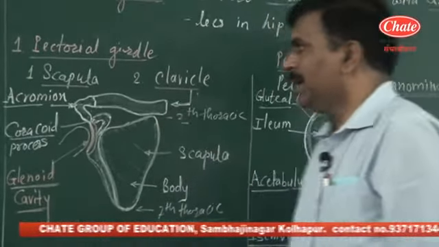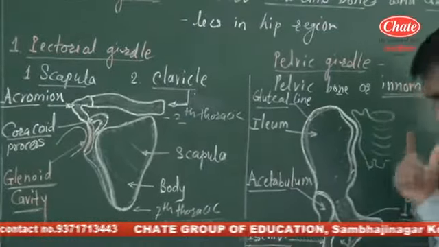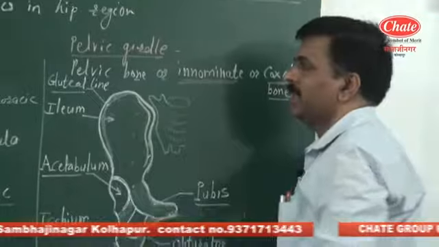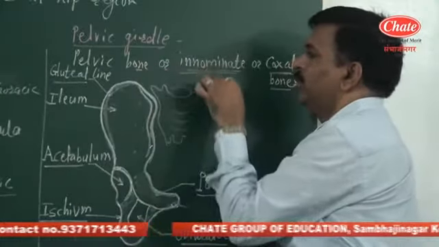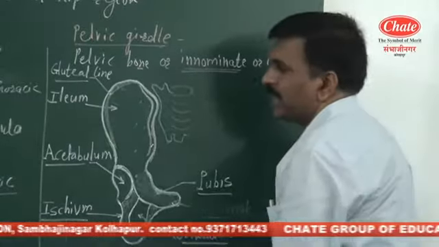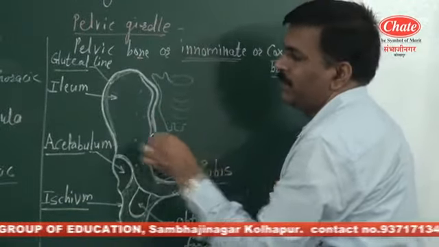So this is the pectoral girdle made up by scapula and clavicle. Now the second girdle, that is the pelvic girdle. Pelvic girdle is present in the hip region. It is made up by two pelvic bones or innominate bones or coxal bones. When we focus on a single pelvic bone, it has three parts.